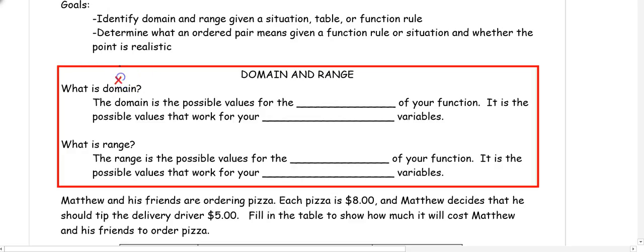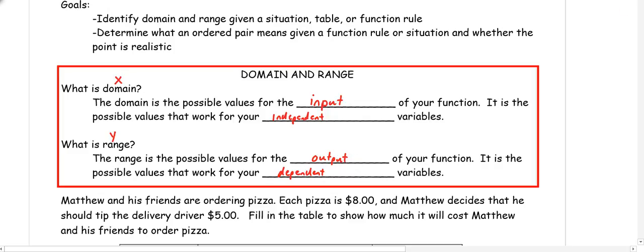Domain goes with your x values. So the domain is the possible values for the input of your function. It's the possible values that work as your independent variable. The range we can think of as our y's. The range is the possible outputs of your function. It is the possible values that will work for your dependent variable.